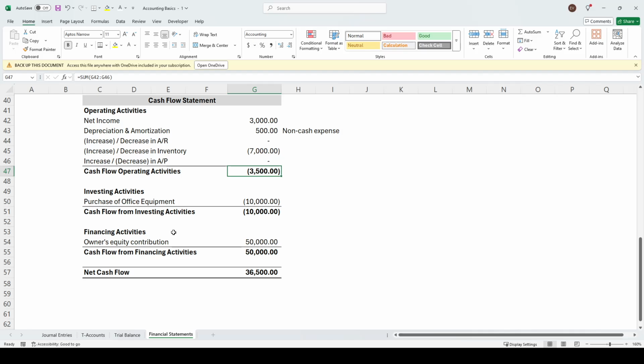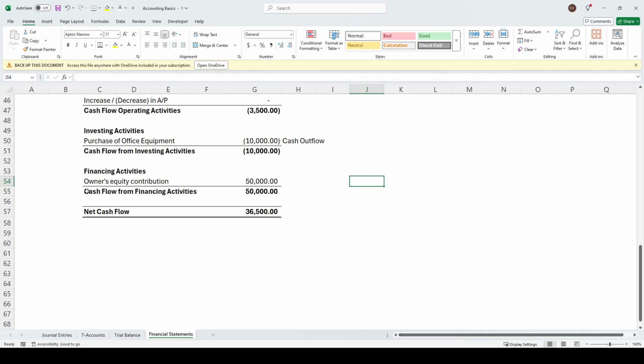For investing activities, we will record our purchase of office equipment in the amount of $10,000. If you recall, cash was used to purchase the office equipment, and so here we're going to show a cash outflow. And then actually we will also just put that cash outflow there to represent negative.